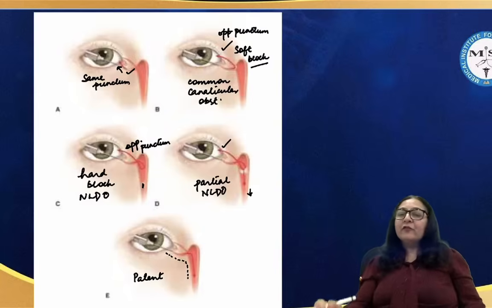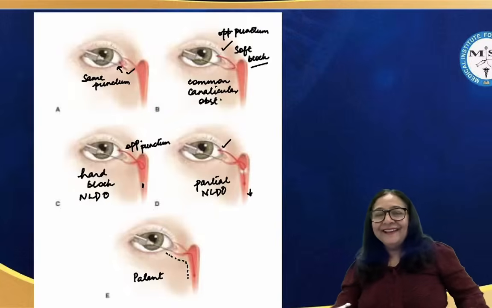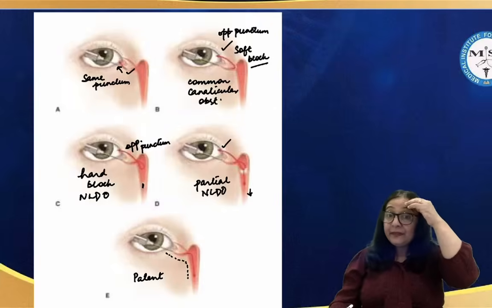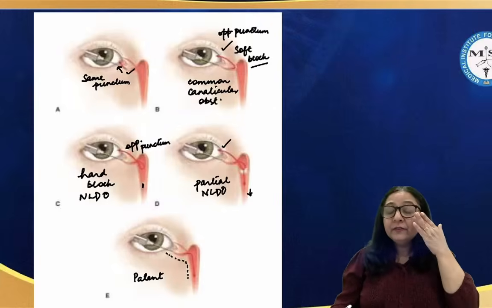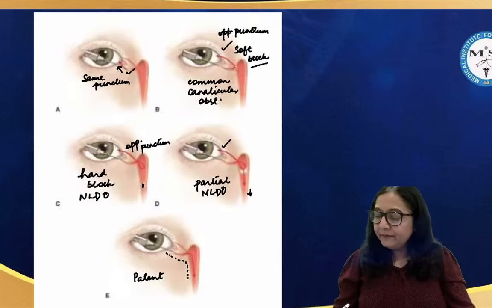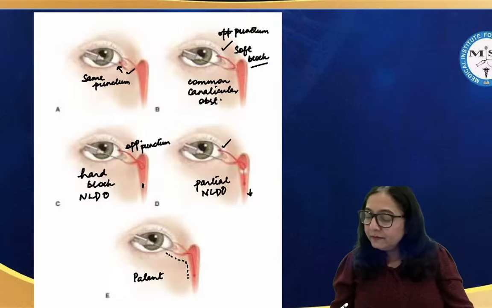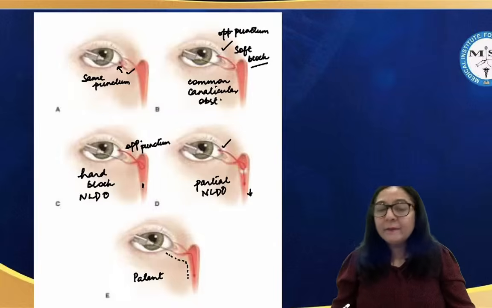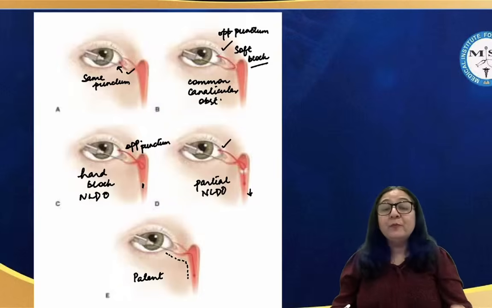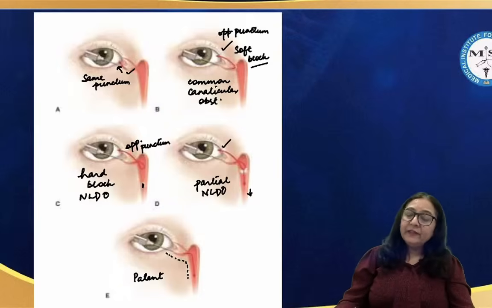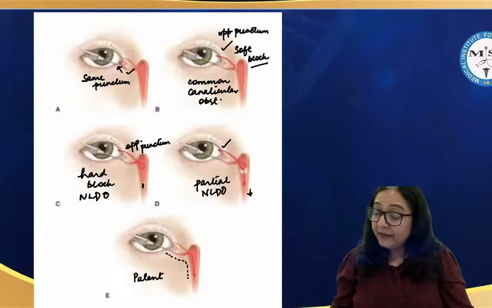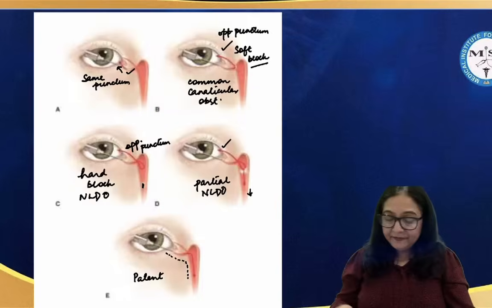Okay? And yes, of course, for congenital NLD obstruction, there is a treatment protocol that up to 9 months you will do sac massage. From 9 months to 4 years of the age, you will do probing and syringing. After 4 years of the age, you will do the DCR. Yeah, as you're right. Absolutely right. Okay?